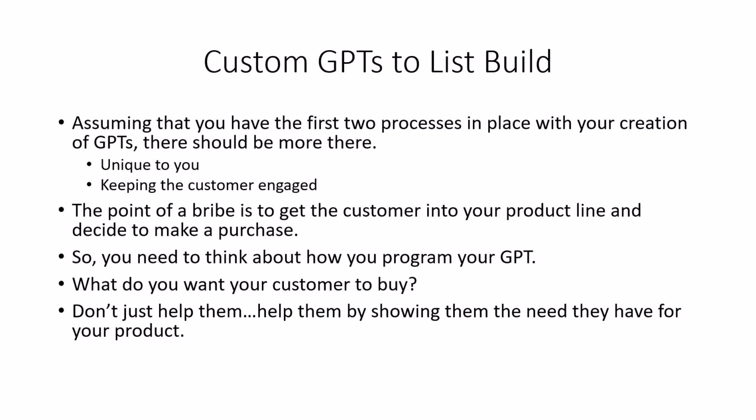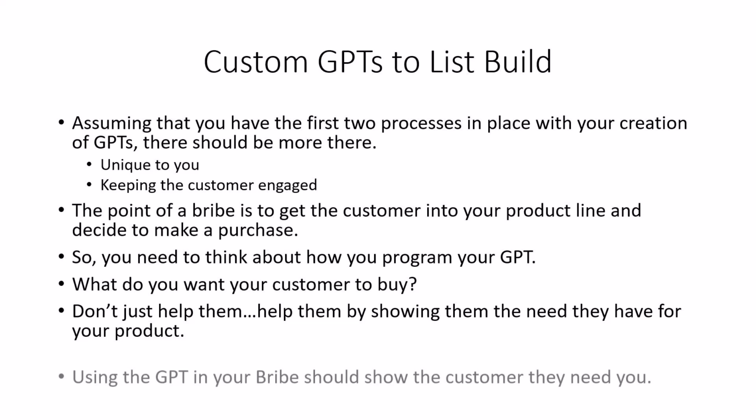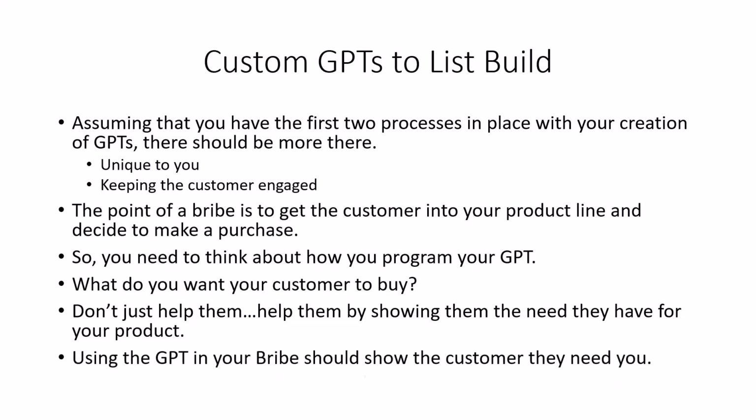You're not just here to help people, right? If all you're here to do is help people, then you will not live to fight another day, because you have all these freebie seekers on your list who are not going to buy anything, and you haven't asked them to buy anything. So basically, you will see the profit lacking, and eventually you just won't want to do the business anymore. So don't just help people. You help them by showing them what they need to have for your product. Use the GPT in your bribe to show the customer that they need you. That's what you're trying to do.